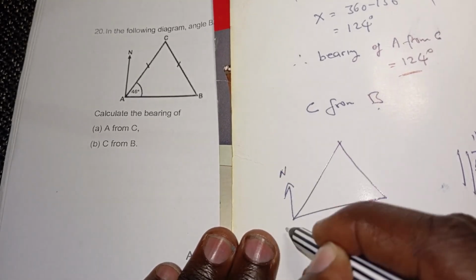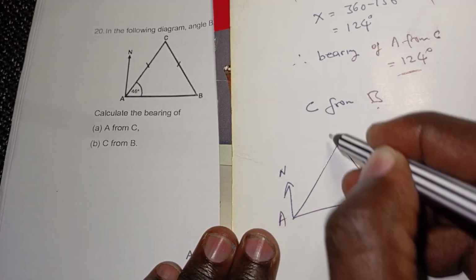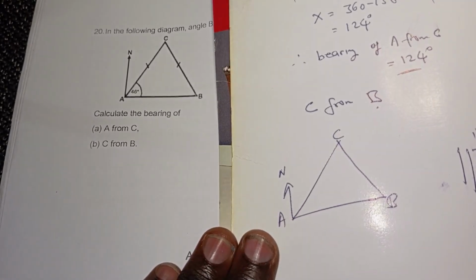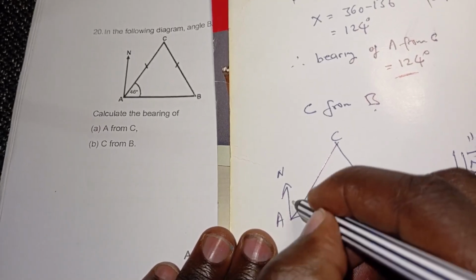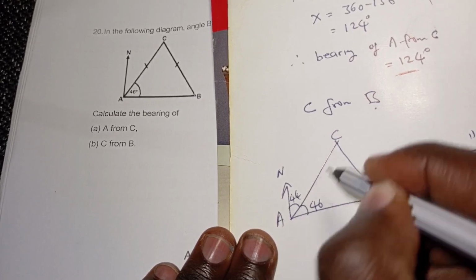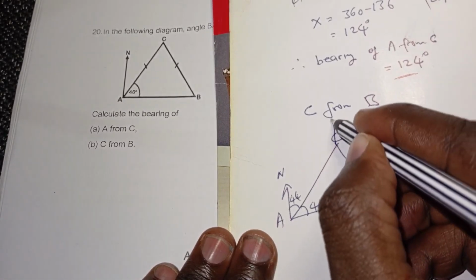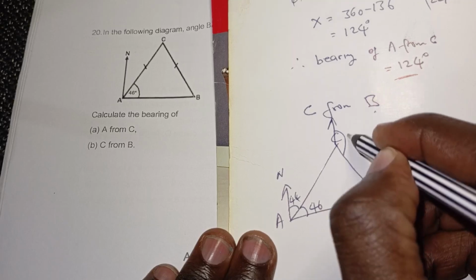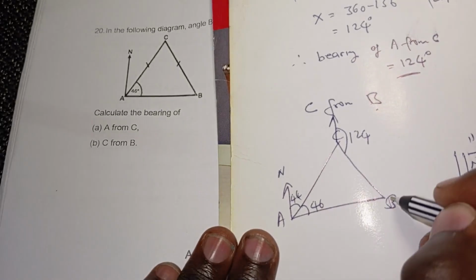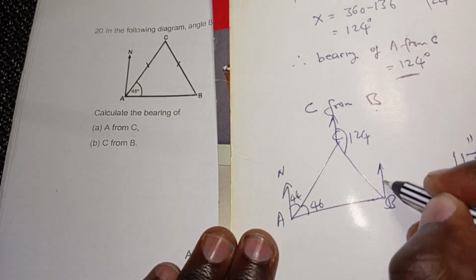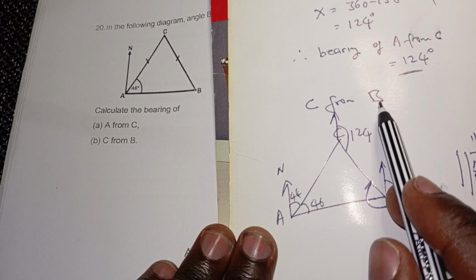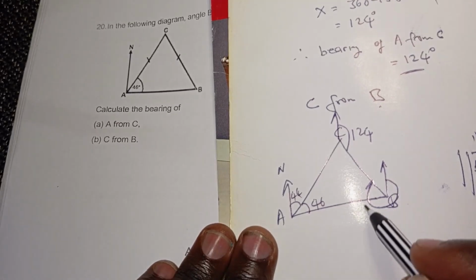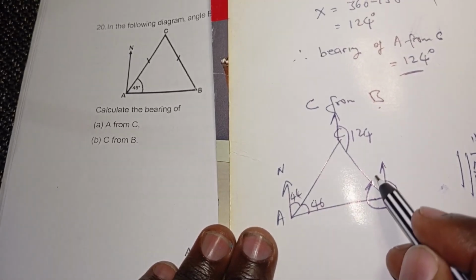Okay, it's like this. This was A, this was B, this was C, and this one was 46. So we found this to be 44, and then here we put our north. We found this to be 124. Now we are putting our north here and finding this bearing. This is from B to C.